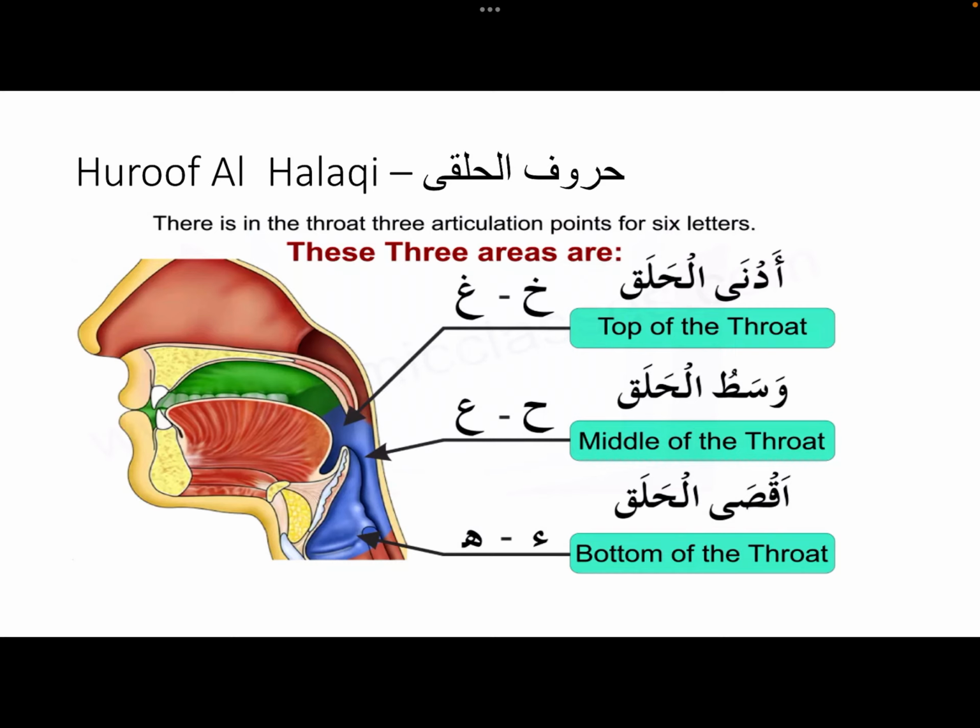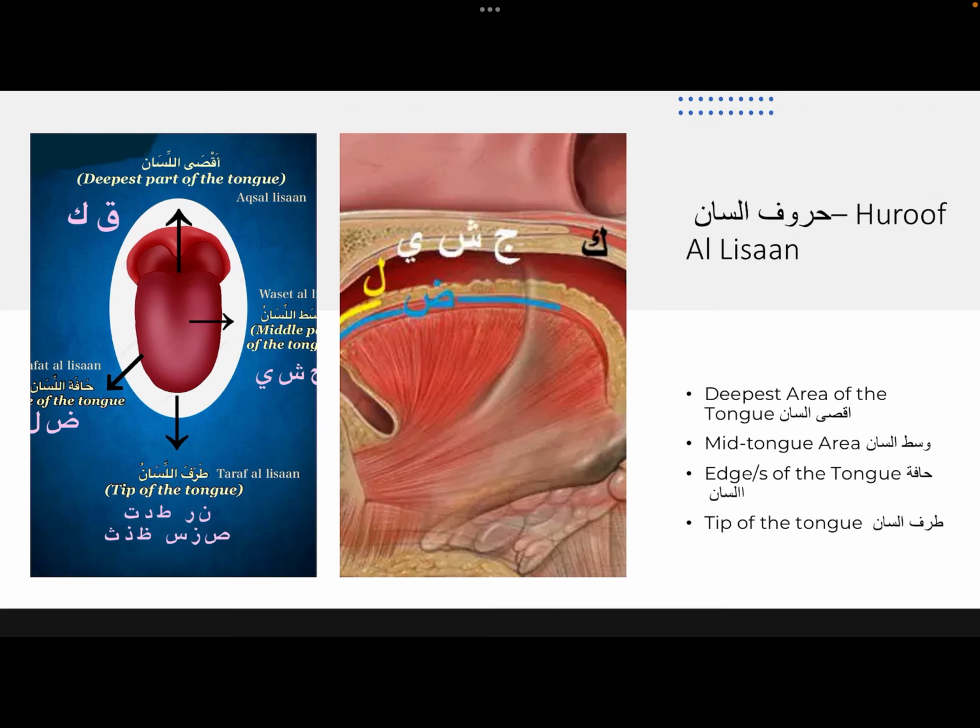Now when you are revising or reciting the Quran, or you are revising your du'as, you have to be very particular in pronouncing these letters. You can see that the articulation points are totally different while we are reciting. So we have to be very careful, because the meaning changes if we are not pronouncing the letters from the correct makhraj.